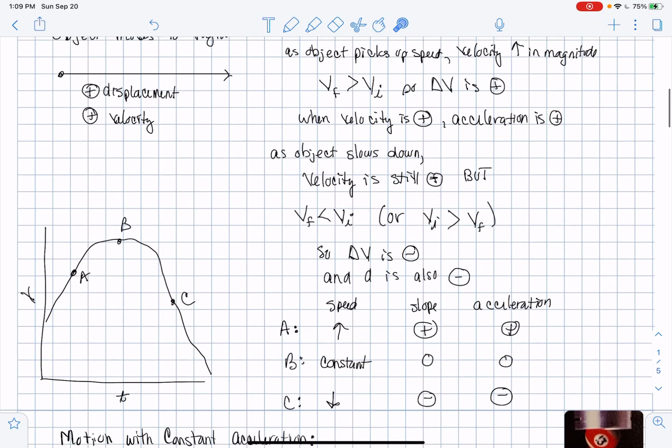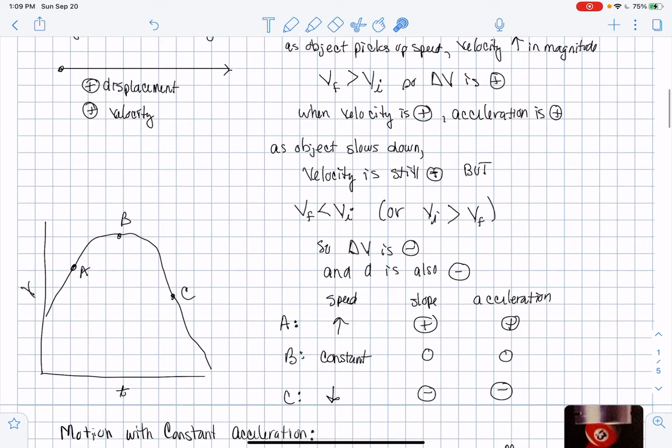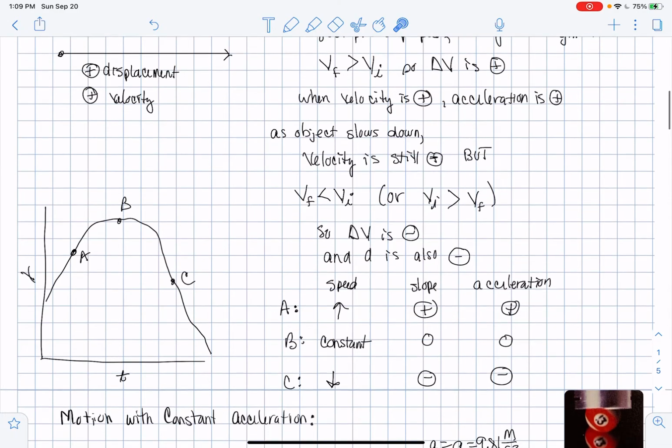And here's another little chart that will help you remember that. As speed is increasing, the slope is positive and acceleration is positive. If speed is constant, slope is 0 and acceleration is 0. And if speed is decreasing, slope is negative, acceleration would be negative as well.